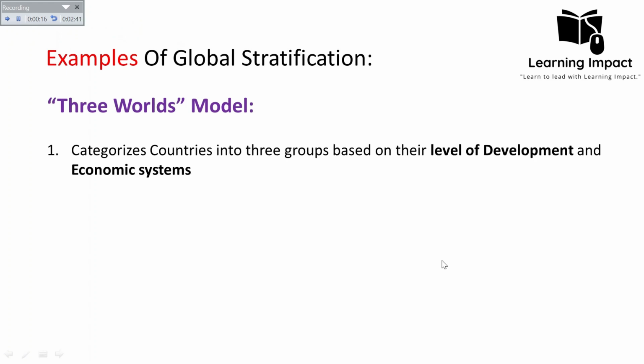Okay, then the examples of global stratification. We can take two models to discuss examples of global stratification. First is the three worlds model. The three worlds model is a model that classified the whole world on the basis of level of development and economic system.